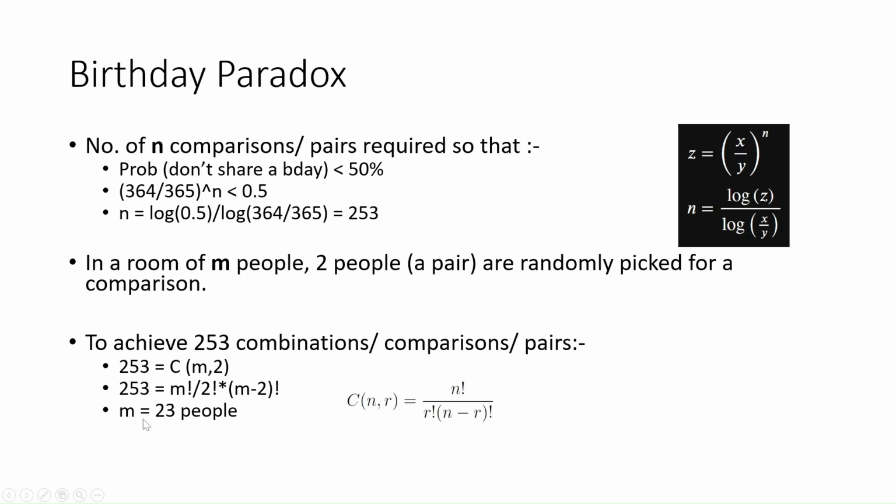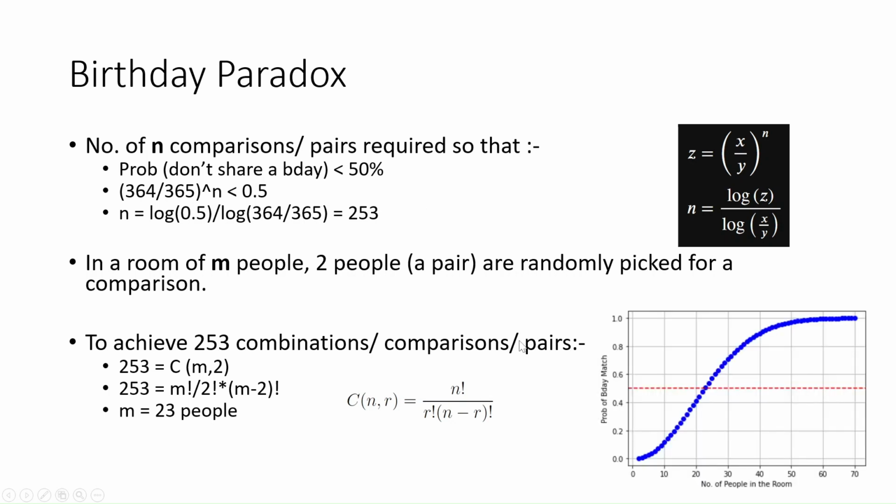When we do that, we come to m equal to 23, which means if 23 people are put in a room, and 2 people are picked out of those 23 at random, it will result in 253 combinations. And those 253 combinations are sufficient to make sure that at least one of the pairs in that room shares a birthday with a probability of 50%. And graphically, this is how it looks.